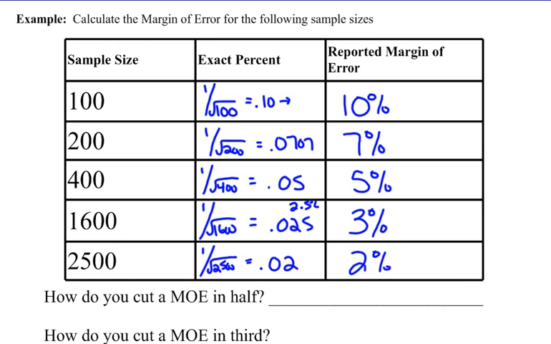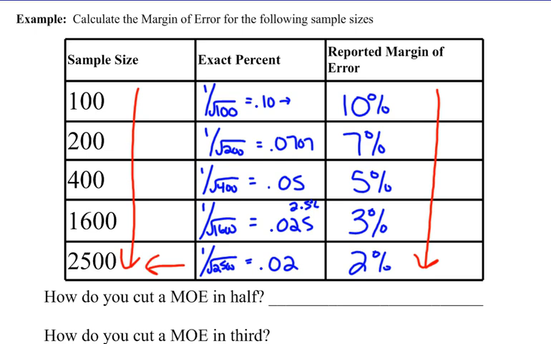So, notice what's happening as I am increasing my sample size. I started with 100, I go all the way to 2,500. Look at what's happening to my margin of error. Increasing your sample size decreases your margin of error. So ideally, I would survey 2,500 people, wouldn't I? And I only have a 2% margin of error.